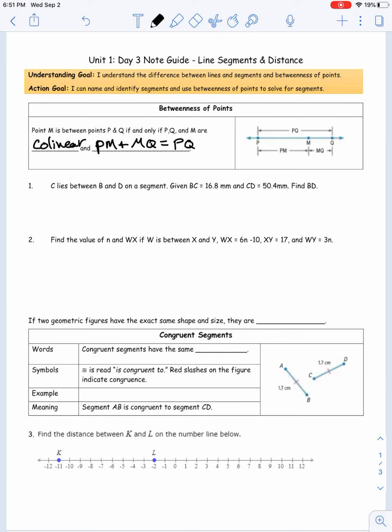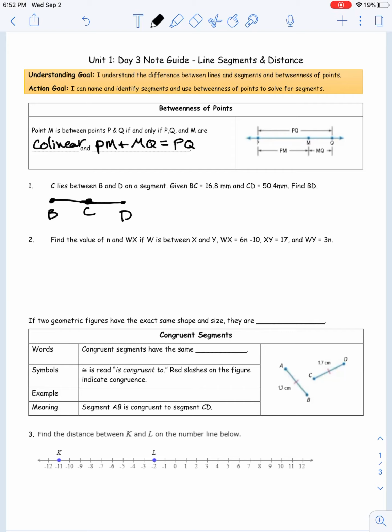C lies between B and D on a segment. Given BC equals 16.8 and CD equals 50.4 millimeters, find BD. So if C lies between B and D on a segment, that means B is here, D is here, and C would be between them. I should have drawn a straighter line, but that's the best I can do right now. So C is between them.